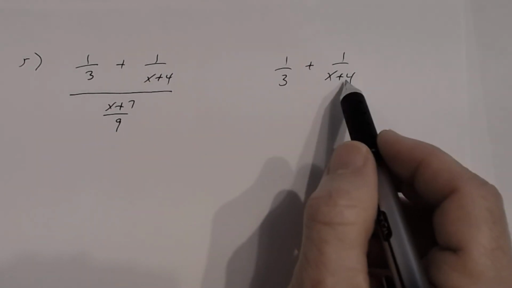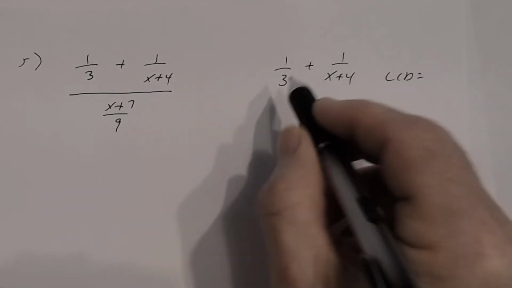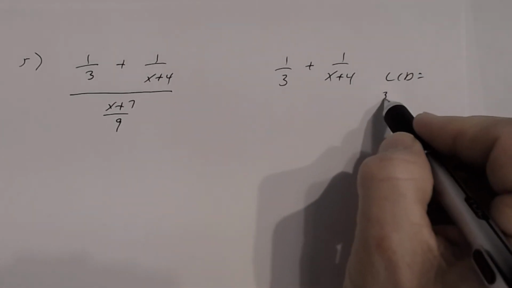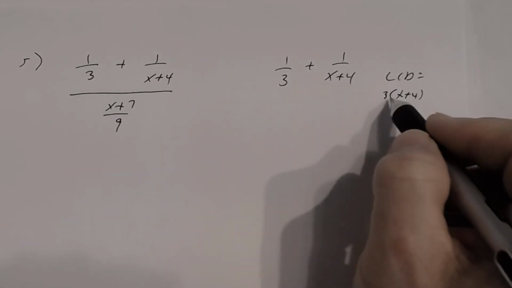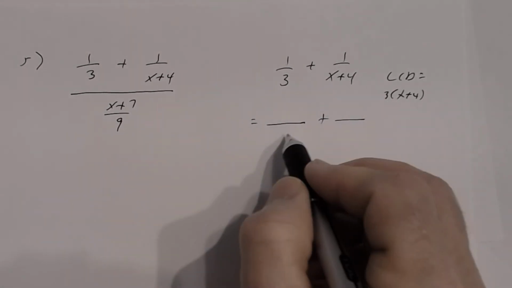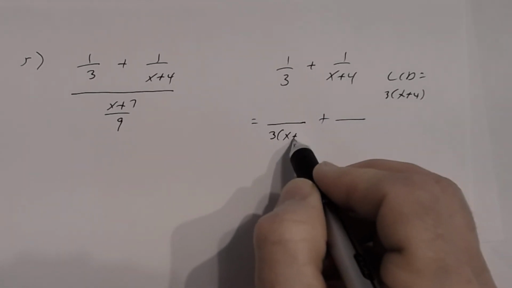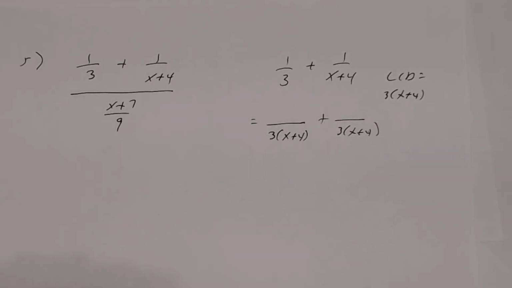I cannot factor this, so you know that the LCD pretty easily is 3 times x plus 4. Now remember, always leave the LCD in factored form. Don't distribute. So I'm going to write 2 fractions with this as the LCD: 3 times x plus 4, 3 times x plus 4. And now I'm going to write equivalent fractions.